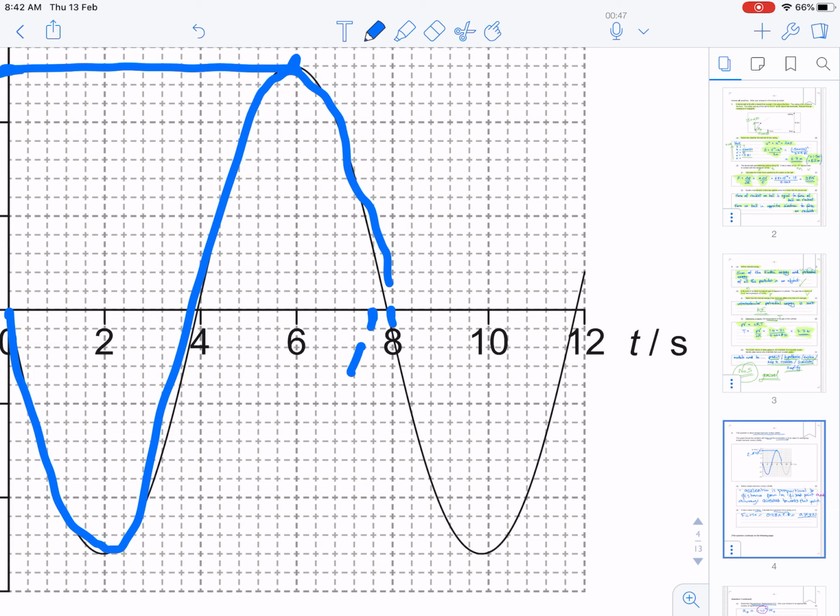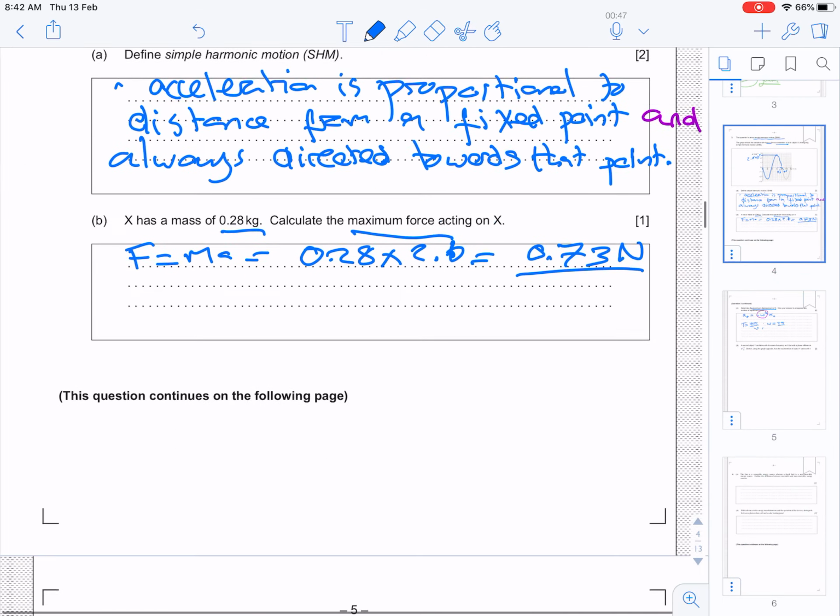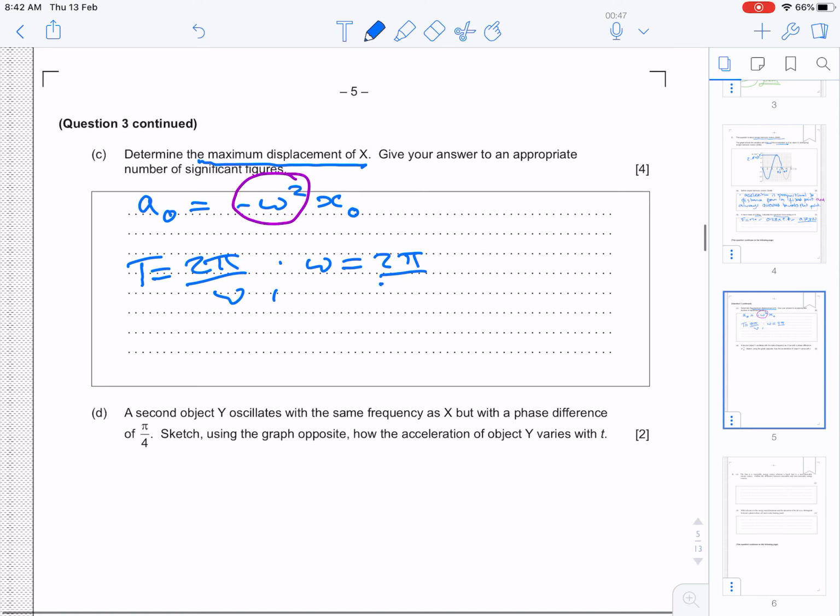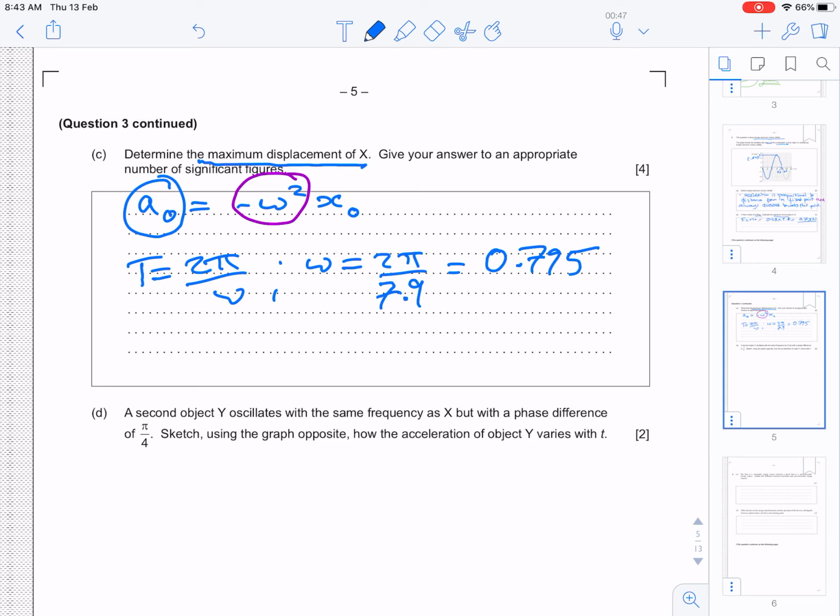Now this point is 6.4, 6.8, 7.2, 7.6. And this point is obviously 8.0. So it's looking like that line crosses about 7.9. It's very, very close. So we can do 2 pi divided by 7.9 for our value for T. And that gives us a value for omega of 0.795. We then put that into our equation together with our value of a naught, which we saw earlier, and we get x naught equals 4.1 meters.